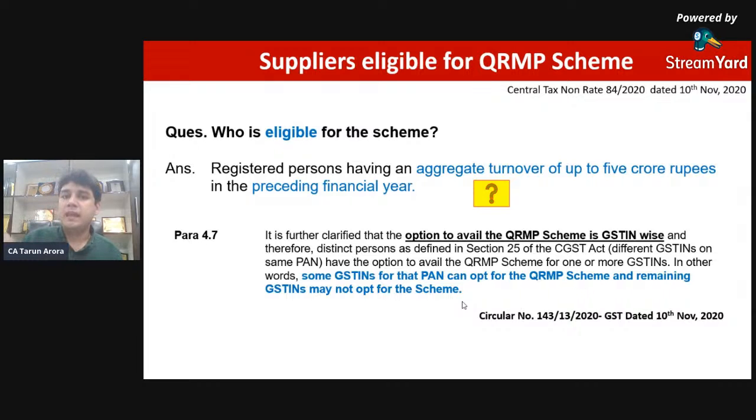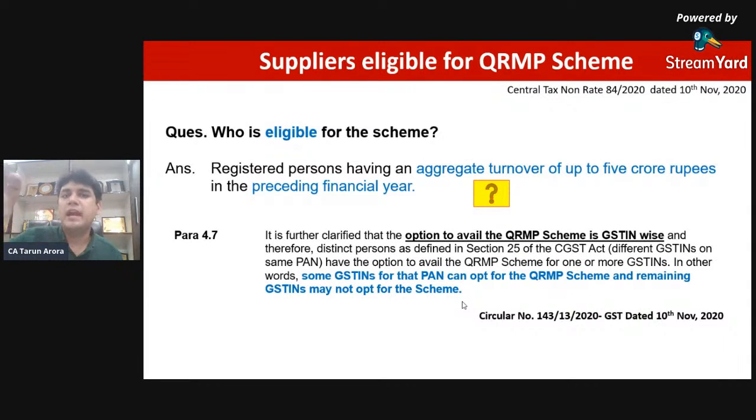But there can be a situation where my turnover is less than 5 crore rupees and I have 5 GSTNs. My turnover is less than 5 crore, but I have 5 GSTNs. Out of those 5 GSTNs, 4 GSTNs are only cross-charging their relevant head office, and head office is issuing the invoices to the final customer.